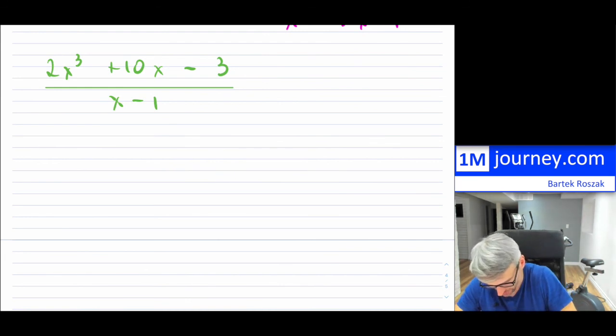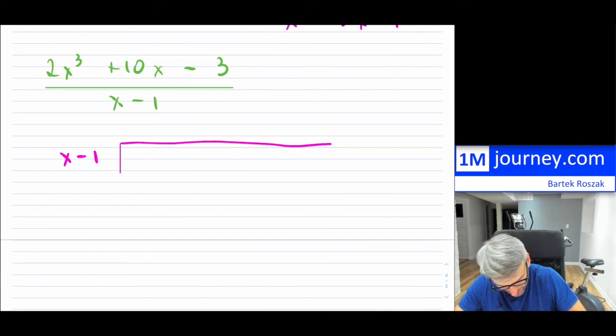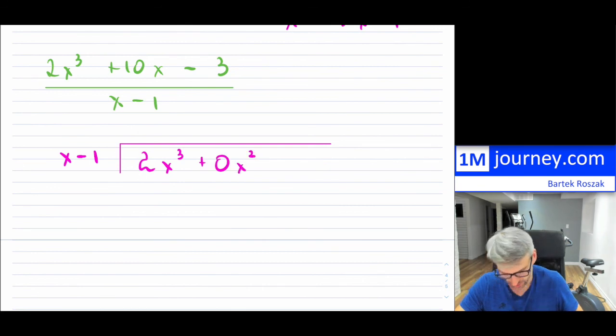So again, I'm going to write it out. So x minus 1, and let's write this nicely out. So 2x cubed. Notice there is no x squared term, so I'm going to leave it as 0x squared plus 10x minus 3. That's what we have there.